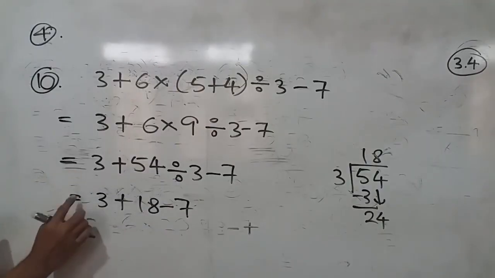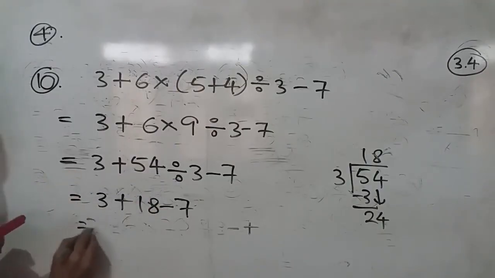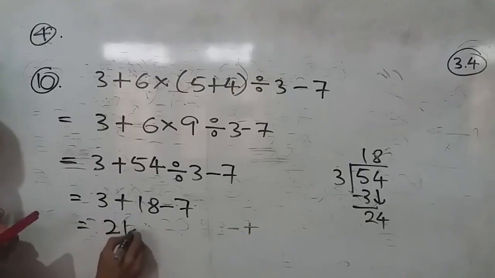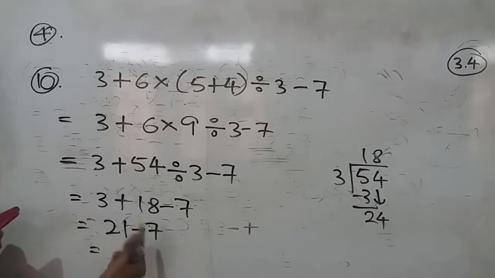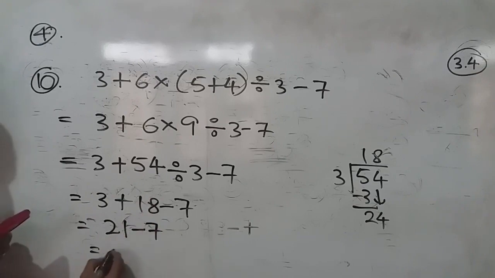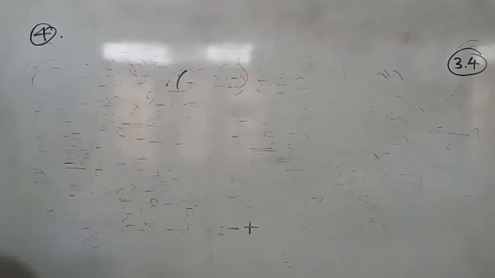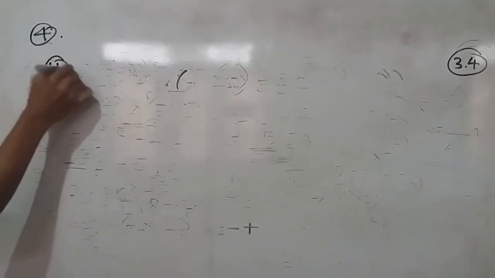Now we have to start from the left, work our way to the right. 3 plus 18, that is 21. 21 minus 7. 21 minus 1, that becomes a 20. Then we have to subtract 6 from that. 20 minus 6, what is that? 14. So the answer is 14. Question number 11.